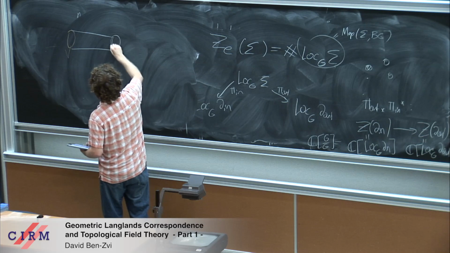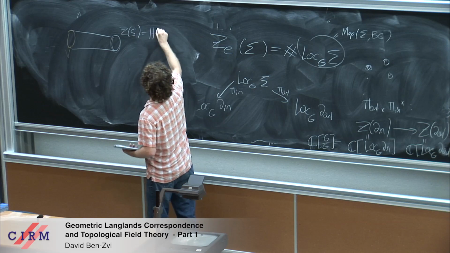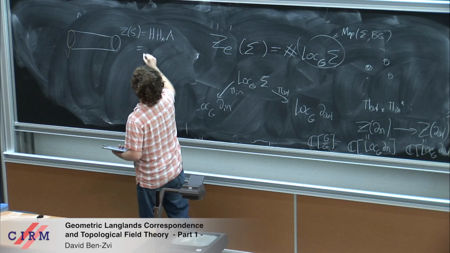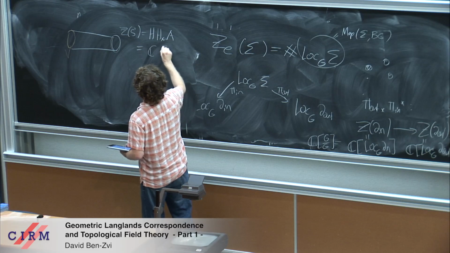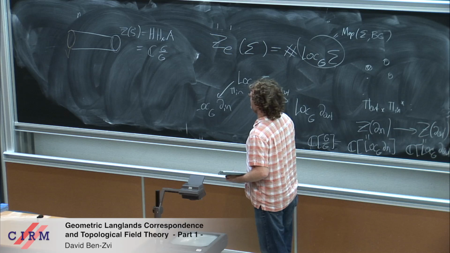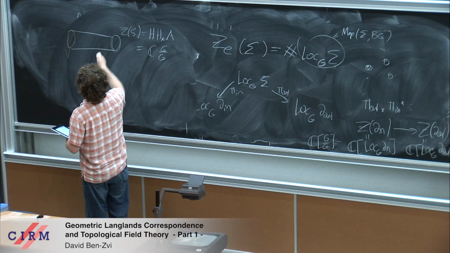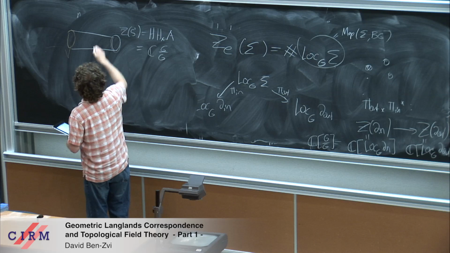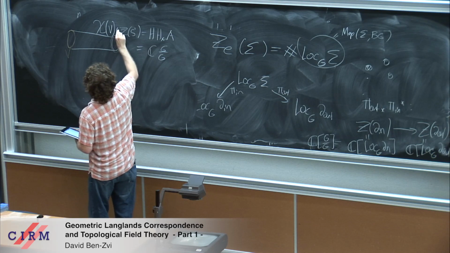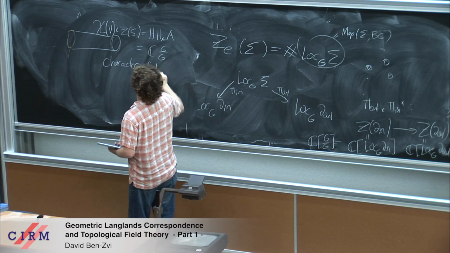So here I've attached Z of S1, which we said in general was the Hochschild homology of my algebra, or in the case of a group, was just class functions. So for a general algebra, we get Hochschild homology of A. Here we get class functions. And here I've attached a V. So this picture defines an element, which is the character of V.